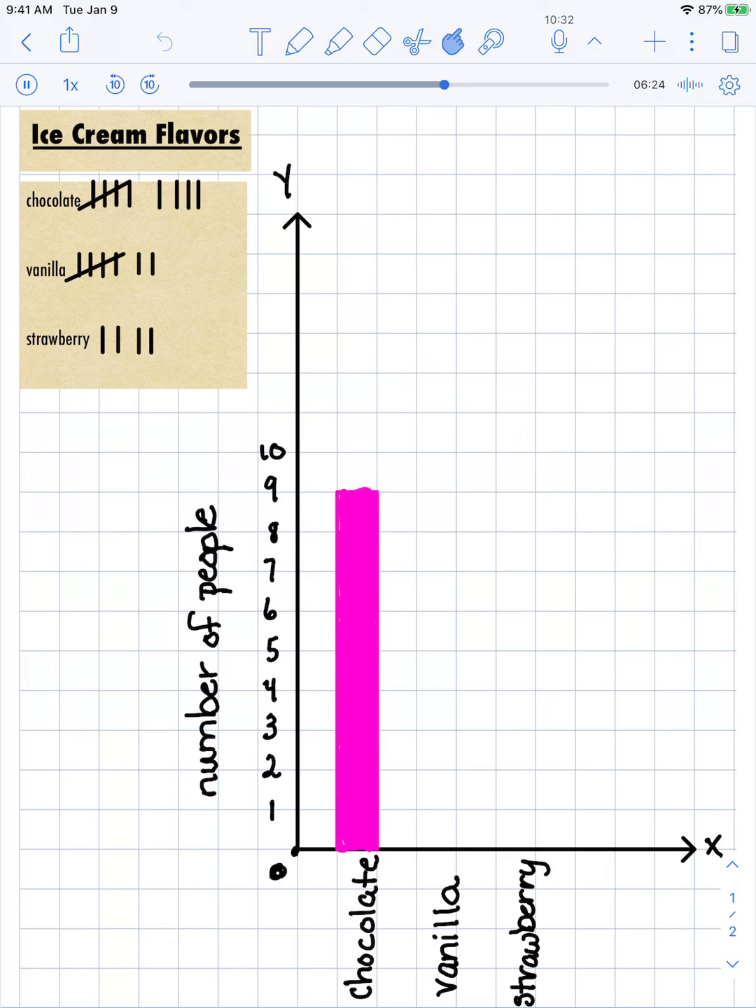So now let's look at vanilla. I said there's 5 because that's my hash mark for my tally marks. And then I had 6, 7. So I'm going to start down here at 0 and I'm going to draw my line all the way up to that 7 and count up to the number 7. Go ahead and box it in. Like I said, I box it in just to make it a little bit easier to color in. So now I can go back and color in my bars.